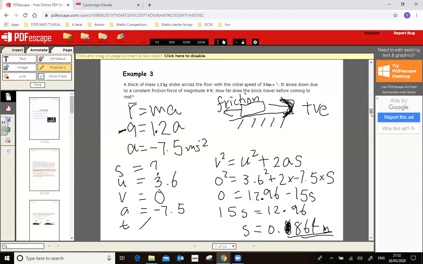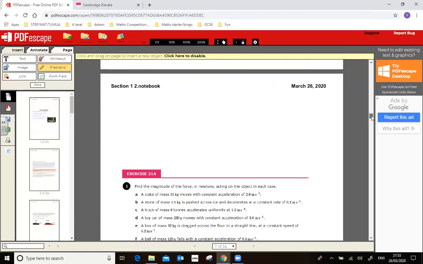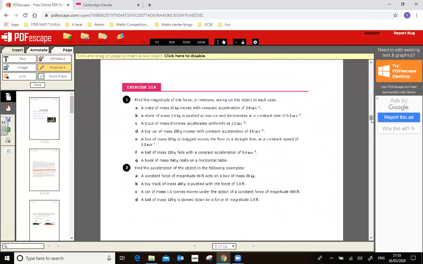Okay, great. So hopefully you now understand how we could use Newton's second law, F equals ma, and hopefully you have an idea of what Newton's laws are. What I'd like you to do is have a look at the exercise from the book, exercise 21A, and try a selection of questions from this exercise, please. If you don't have the book, feel free to pause the video and have a look at the questions on the screen.